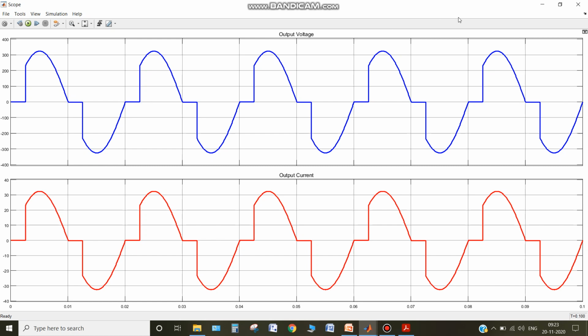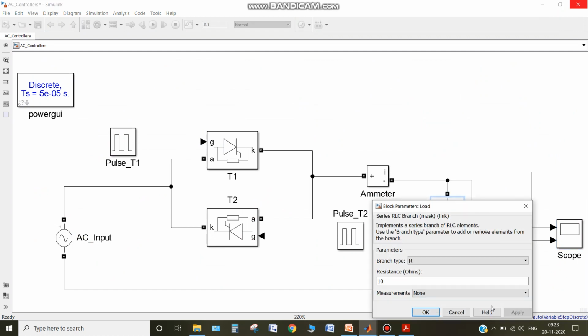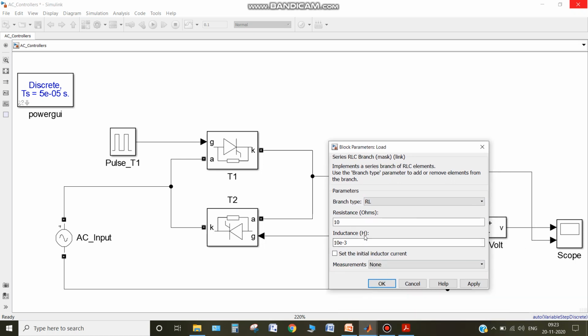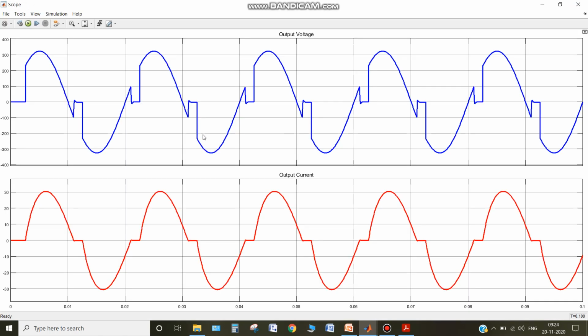Similarly, we can simulate this for an RL load. Instead of R we take RL, with 10 millihenry for the inductance, or you can select any value, and 10 ohm as the resistance value. If I apply this and simulate again, you can observe the output voltage and output current.